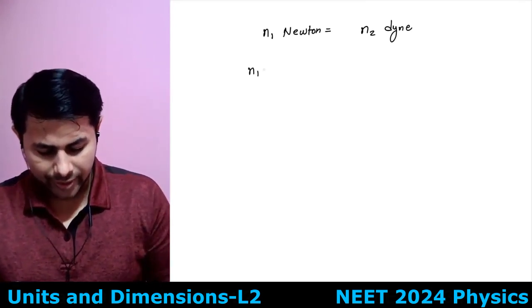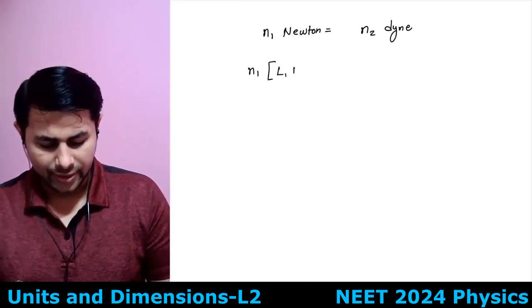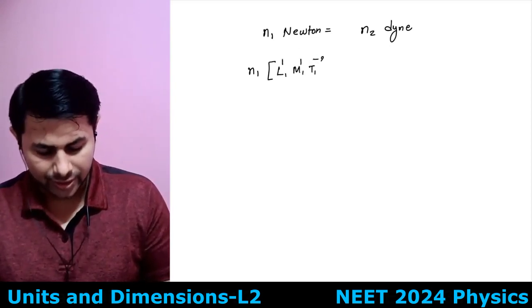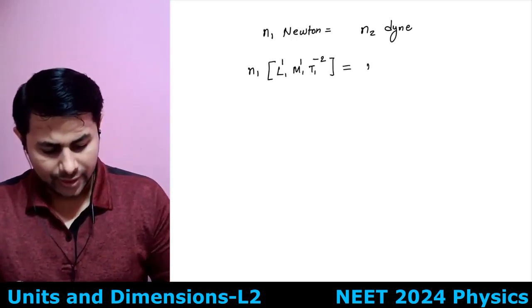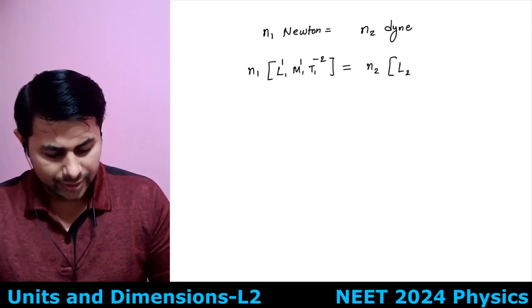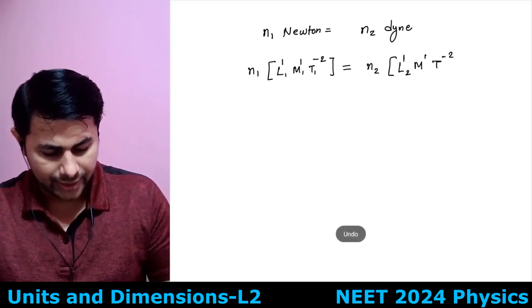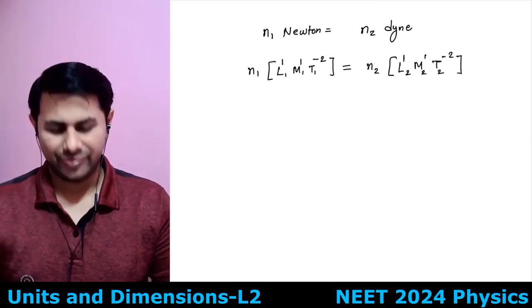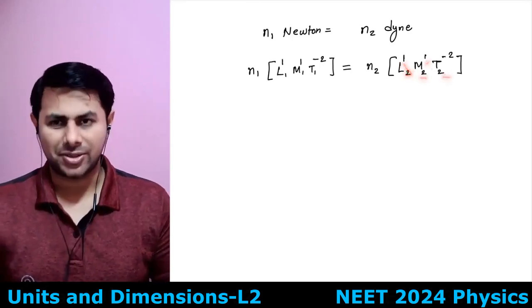So I can say N1 multiplied by this Newton can be written as what? It is L raised to 1, M raised to 1, T raised to minus 2, with subscript 1. And dyne can be written similarly as L raised to 1, M raised to 1, T raised to minus 2, and here the subscript will be 2. So L to the power 1, M to the power 1 and T to the power minus 2.